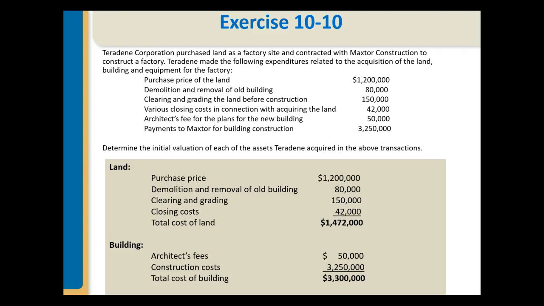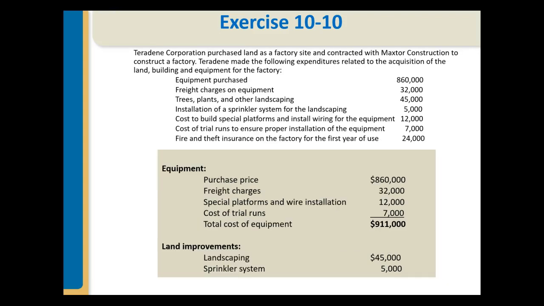So first, let's take a look at just the land. The land would be the purchase price of $1,200,000 plus the demolition and removal of the old building of $80,000. The clearing and grading of $150,000, and the closing costs for a total cost of the land, $1,472,000. For the building, we're dealing with architect's fees and construction costs for $3,300,000.